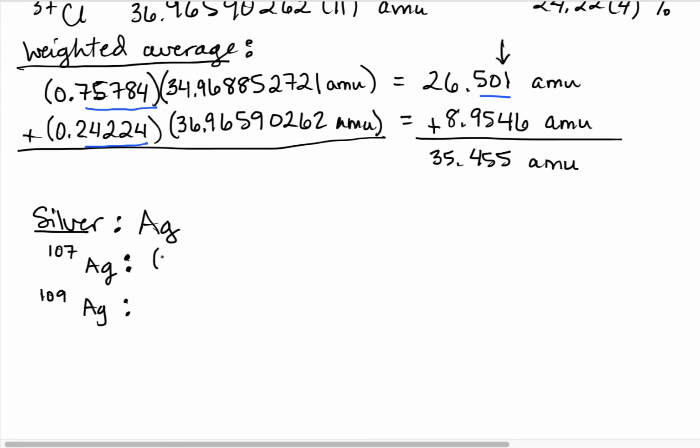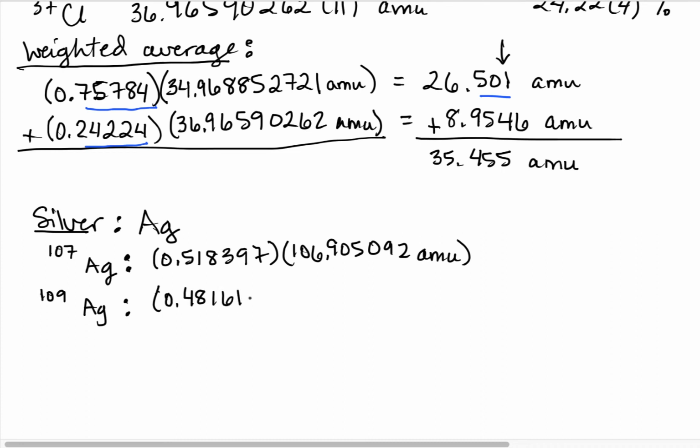So we have for the first one 0.518397 times 106.9051 0.092 atomic mass units, and 0.481617 times 108.904756 atomic mass units.